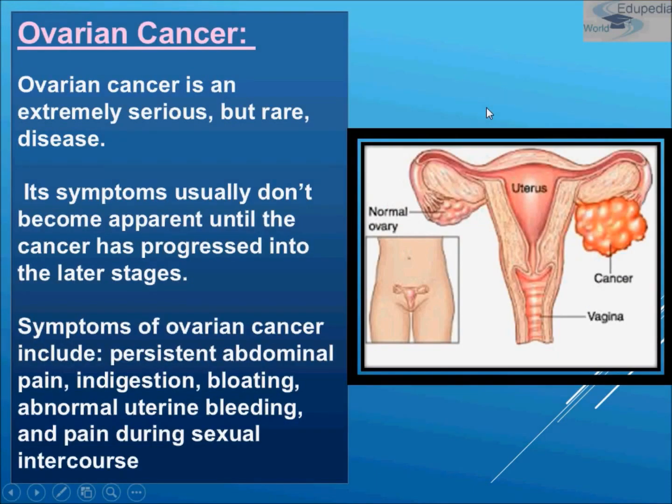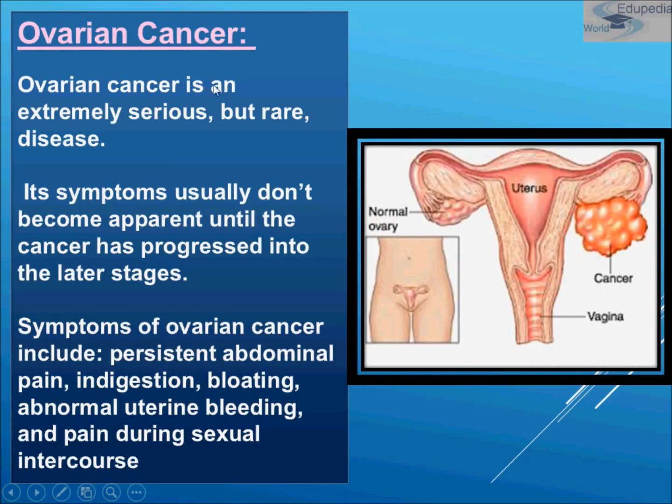Now the second is ovarian cancer. Ovarian cancer is an extremely serious but rare disease. As you can see, what is cancer? Cancer is an indefinite growth of cells. See, this is the normal ovary, and this is the ovary with the cancer. This is the uterus, this is the cervix, and this is the vagina.